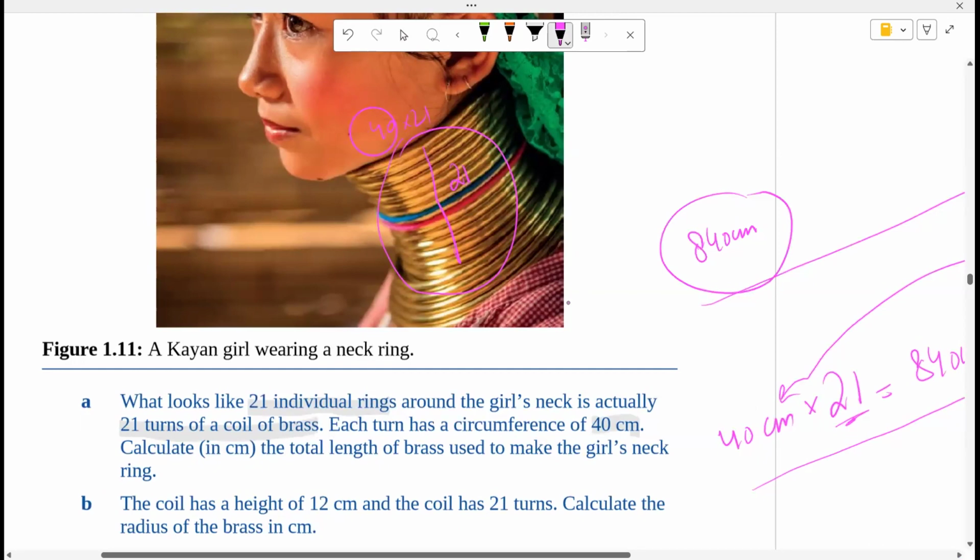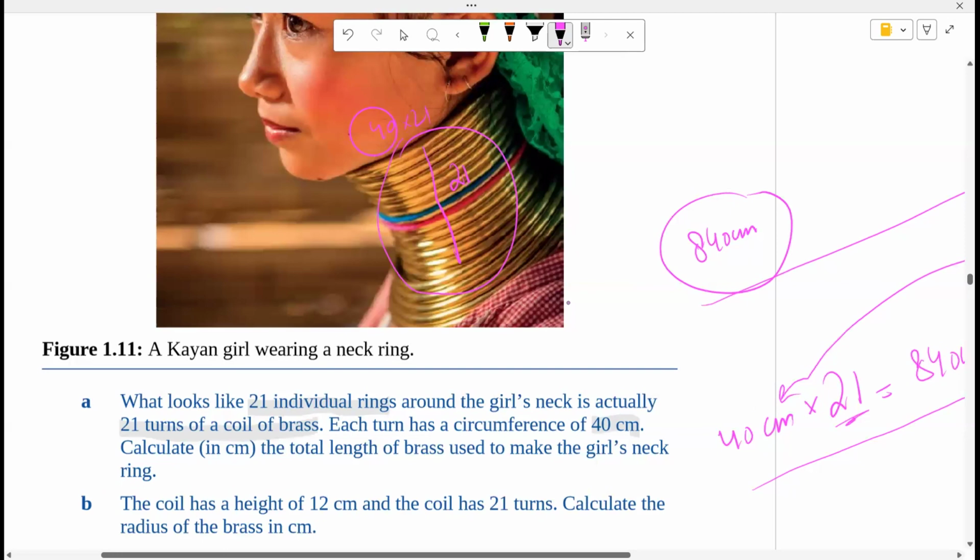Or still confusing? I don't understand. Which part, beta? Do you see the rings around the neck? Can you see the screen? Yeah. Do you see the rings around the neck? They just have said multiplied the circumference with the total number of rings, to find out the total length of this brass wire.